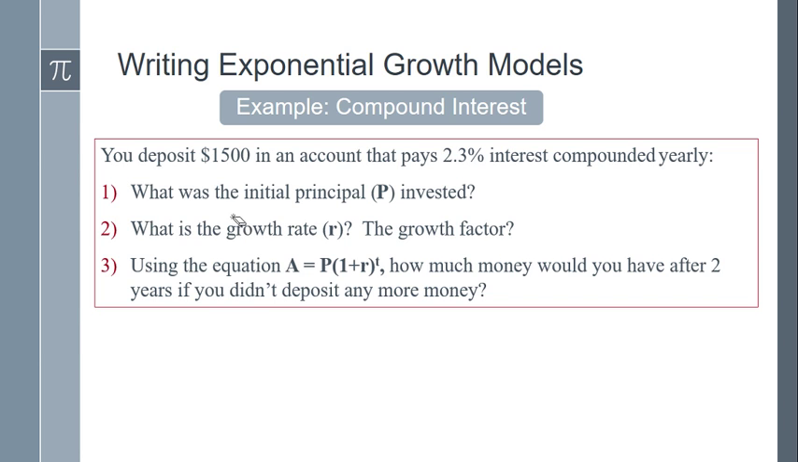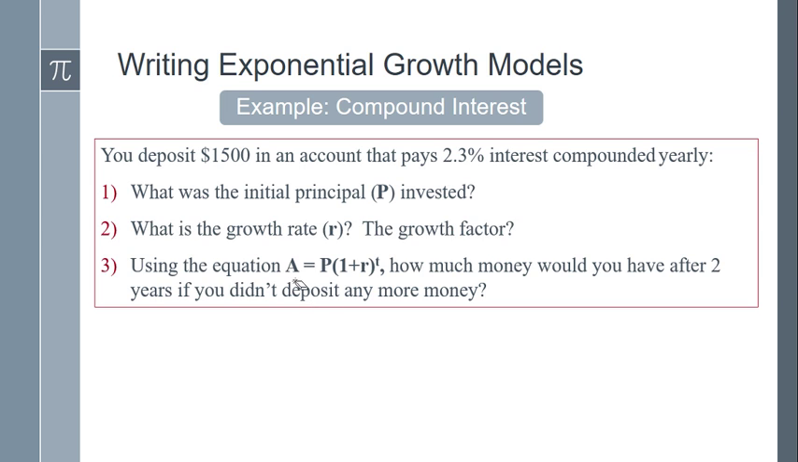So what is the initial principal? The initial principal is always the amount that's invested. Then I want you to think about what the growth rate is going to be and what the growth factor is going to be. And then finally, we're going to use this equation to figure out how much money we have after 2 years if we didn't deposit any more money into the account.